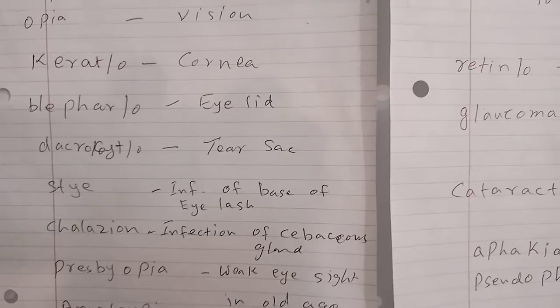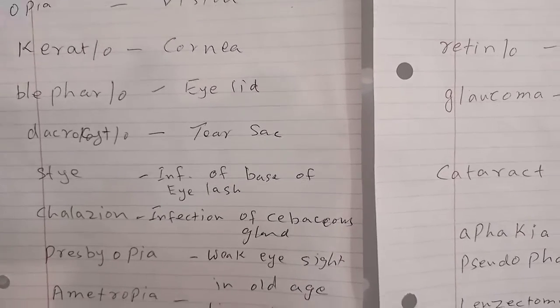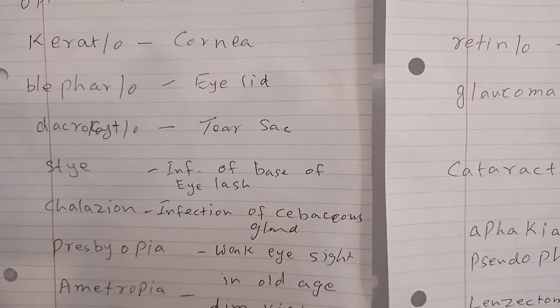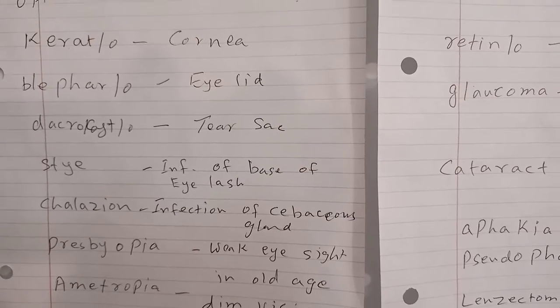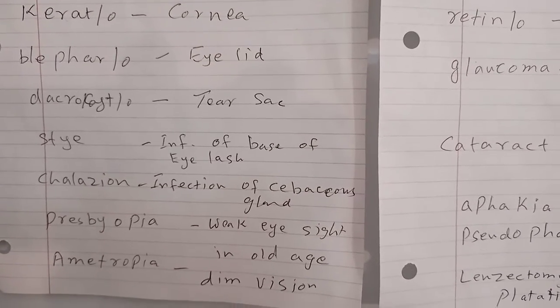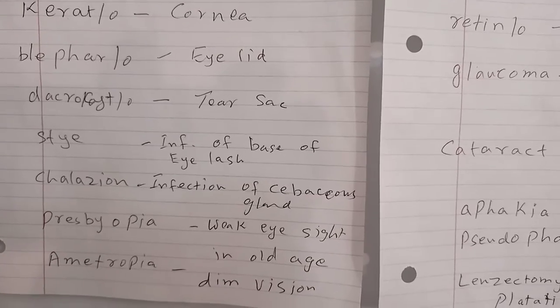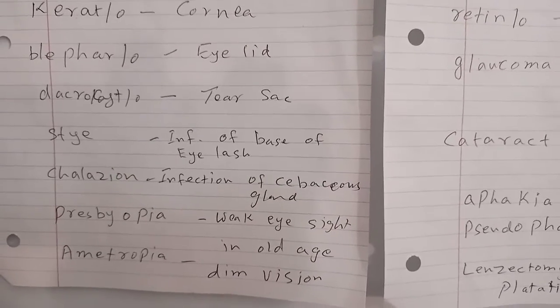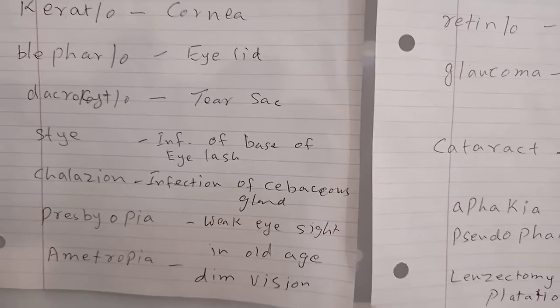Dacrocyst. Dacro means tear, cyst means sac. So there is a sac in our eye that collects the tears. That is known as dacrocyst. Dacrocystitis. Dacrocystectomy.